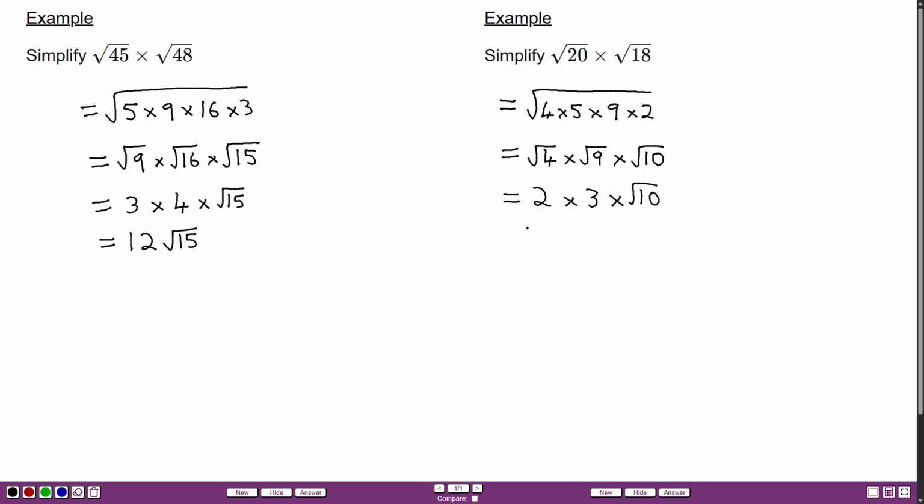And then finally, let's tidy it up. 2 times 3 is 6. And we don't write the times sign, so we just write it as 6 root 10. And we're done.